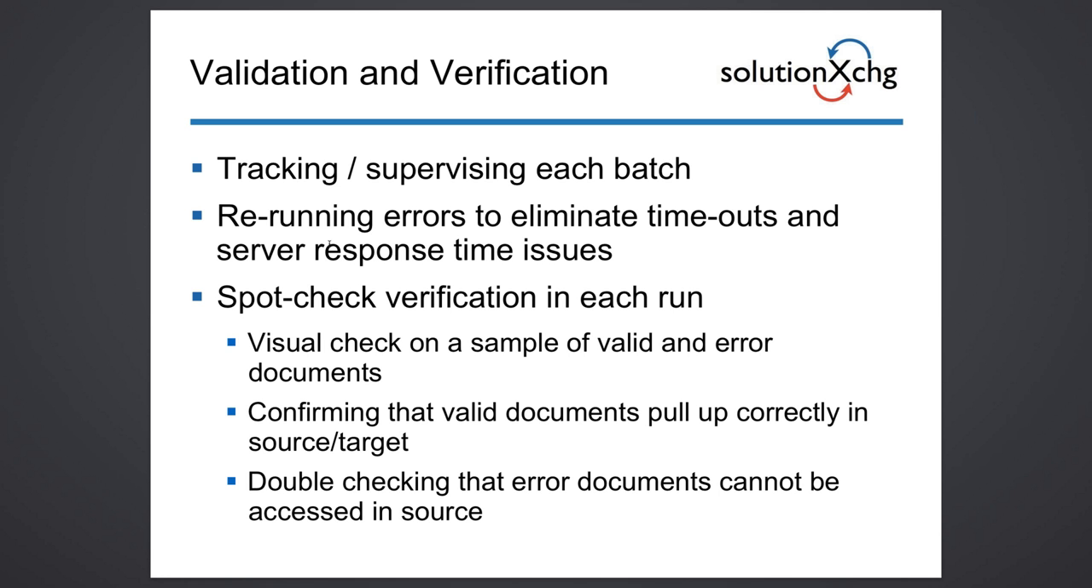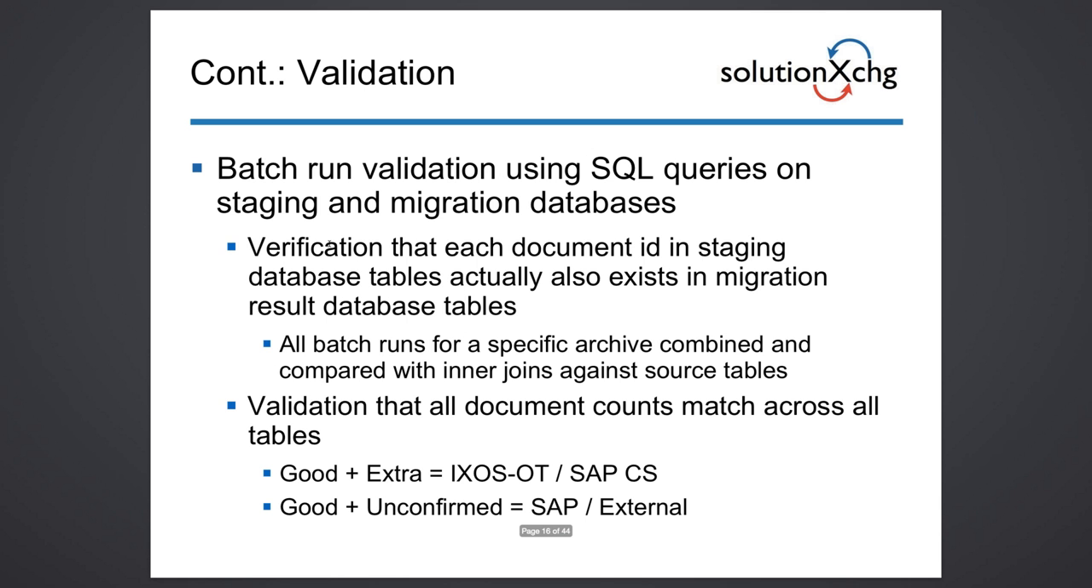And all the error documents are double checked to make sure that they are actually not accessible. And there's multiple reasons, but we haven't had a single case where a document, because of the migration procedure, is not accessible. It's really because the document is already inaccessible in the source.